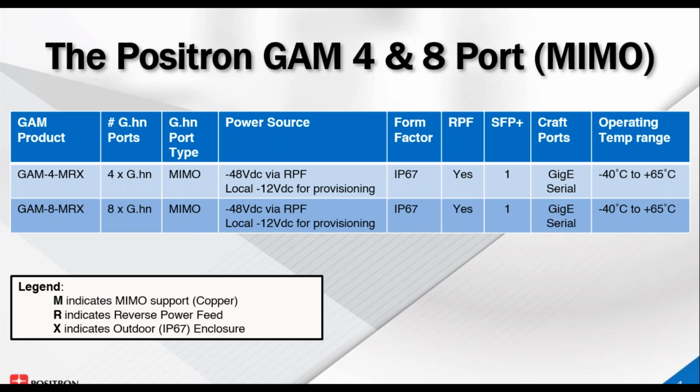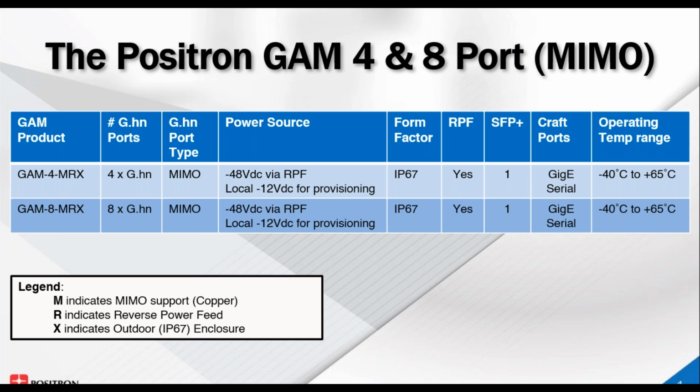So the 4 and 8 port MIMO solutions are normally powered through reverse power feed. We have a local 12 volt DC provision for the initial provisioning, meaning that when you do the first install, if you want to verify that the uplink is working, you have yet to turn on your first subscriber, but you want to make sure the device is programmed properly, that the uplink is functional. You can use a battery, you can use the accessory jack of the technician's truck, and give it temporary power at 12 volt DC.